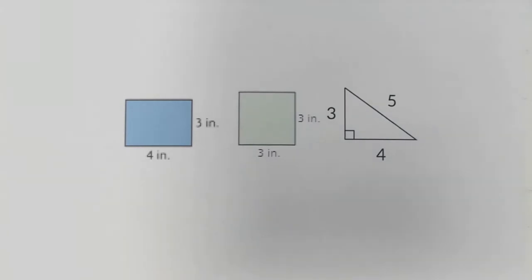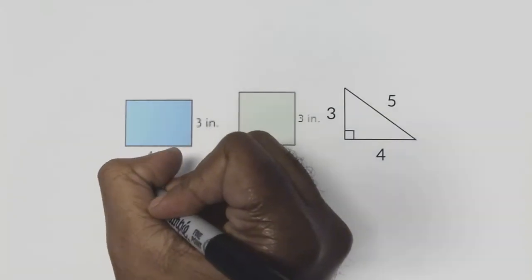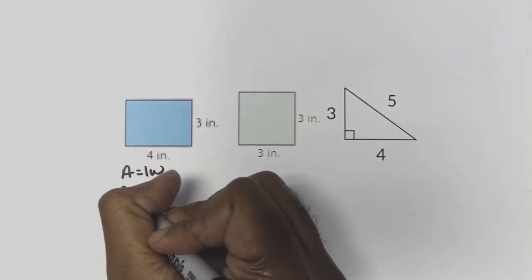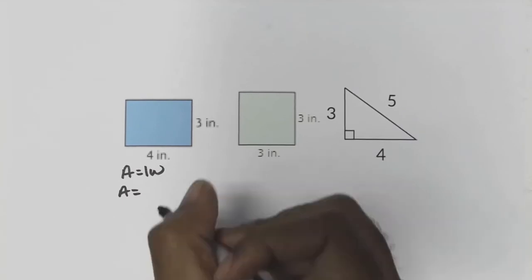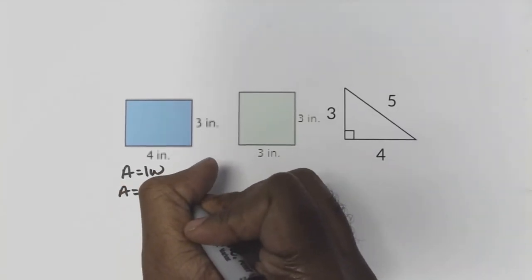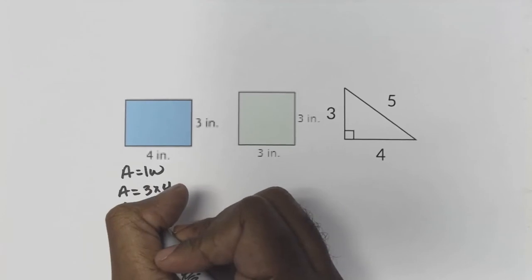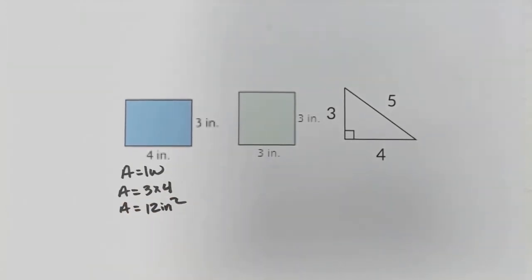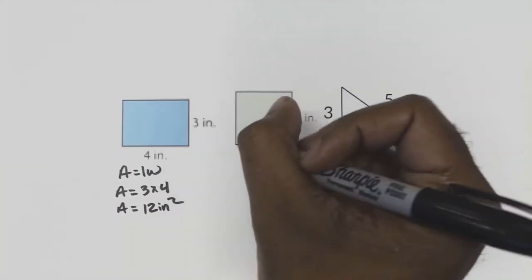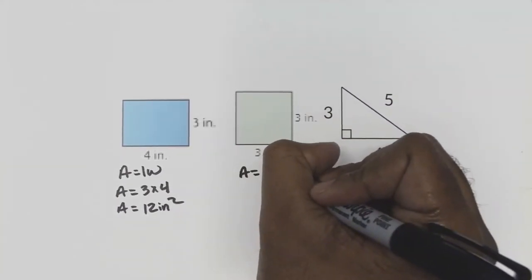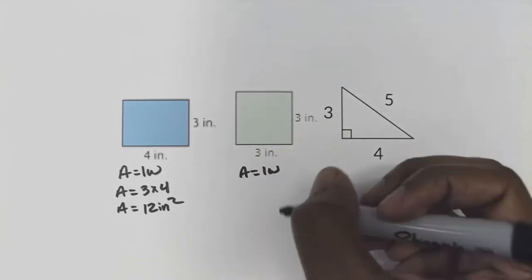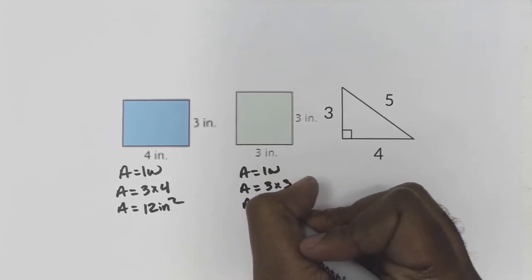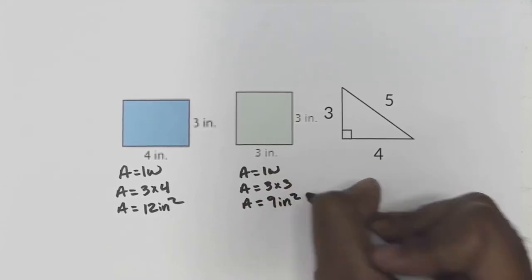So the area of the rectangle is length times width. So I know my length and my width will be 3 times 4. That's going to give me an area of 12 inches squared. Good job. So the area of my square, same thing, length times width. And then I do area 3 times 3, which is going to give me an area of 9 inches squared.